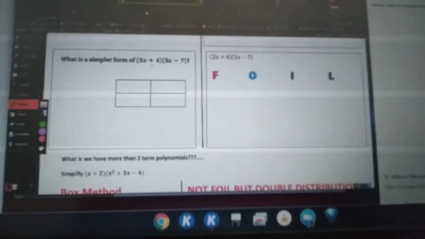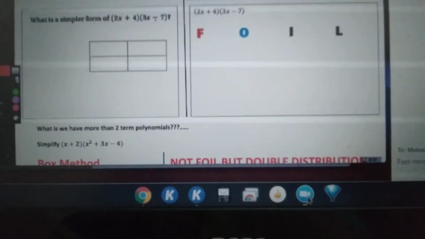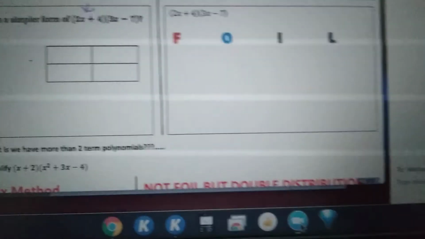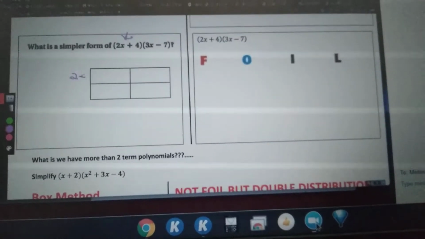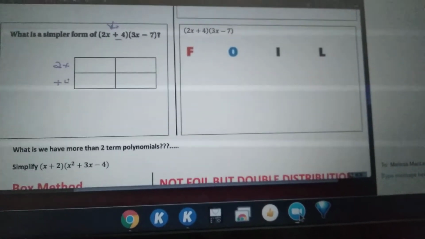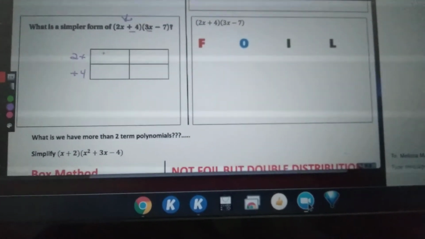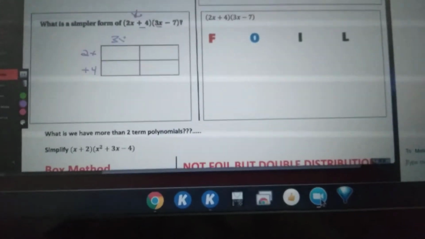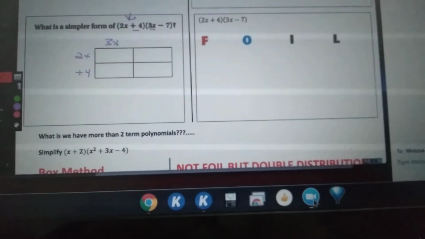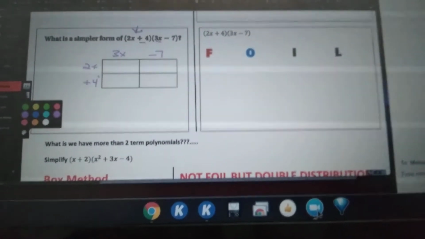What is a simpler form of 2x plus 4, one binomial, times 3x minus 7, another binomial? So again, I'm going to say this is the first binomial, so 2x, the first term goes in the top row. The next term, the plus 4, goes in the bottom row. And then 3x minus 7, my second binomial, 3x goes in this top column, and then the minus 7 goes here. And then I check my exponents.